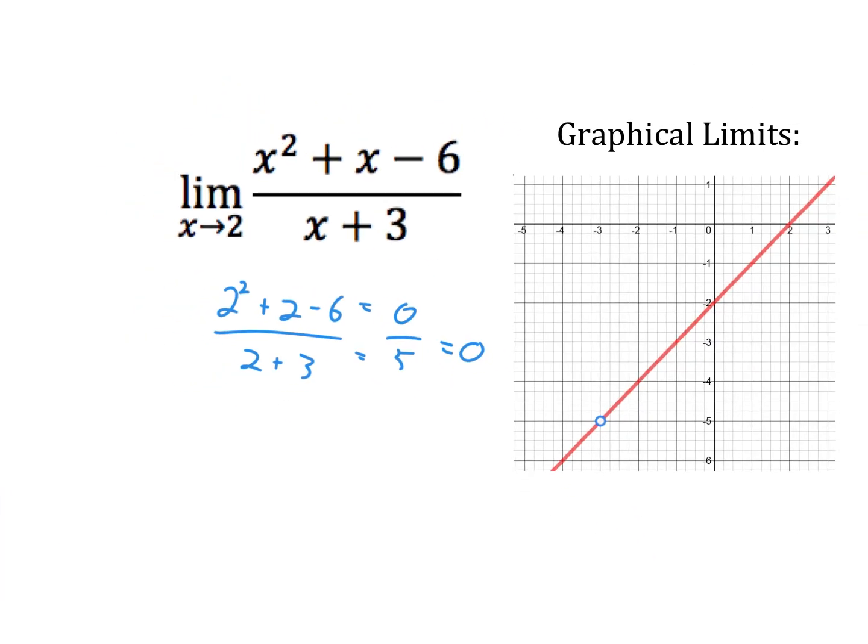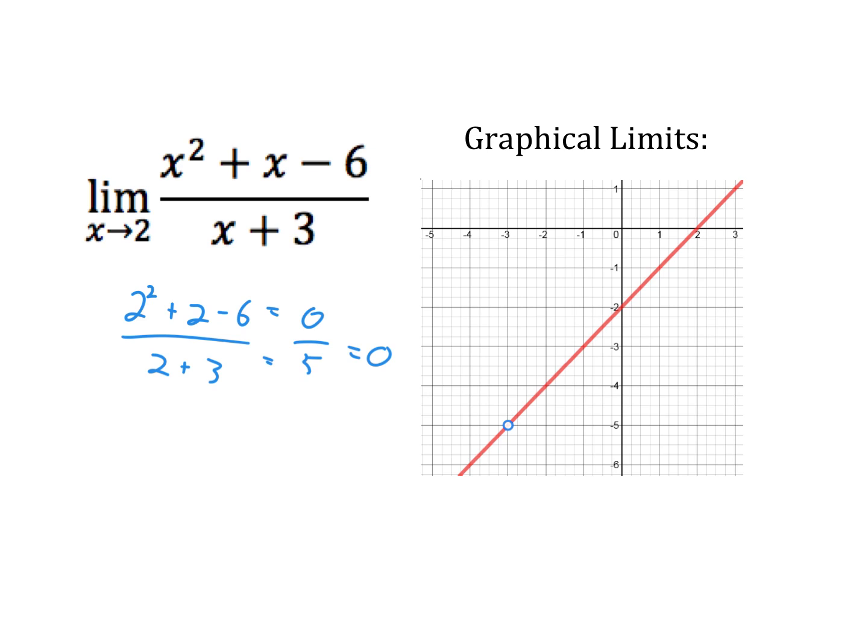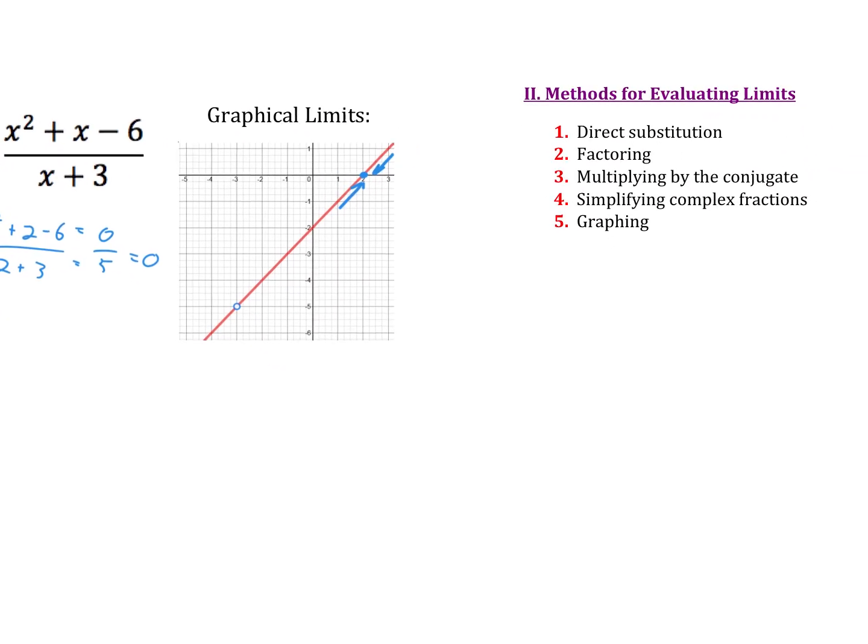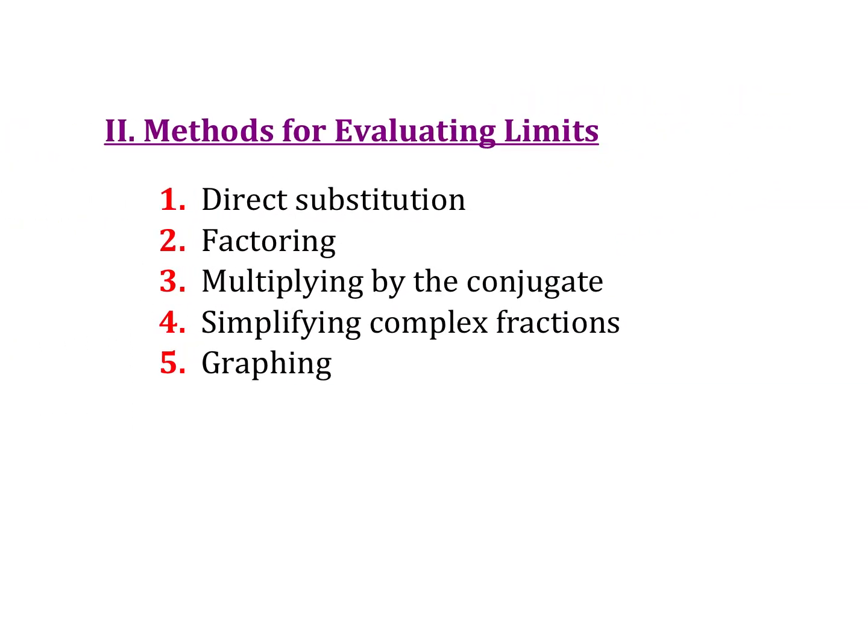So there's my limit. Nothing funky happened. The other option would be take a look at a graph. If we're approaching 2, as I go at 2 from the left and 2 from the right, it looks like those have the same exact destination. That destination, you guessed it, 0. So we can just plug it in. Nothing weird happened. Cool. But sometimes there will be weird stuff.